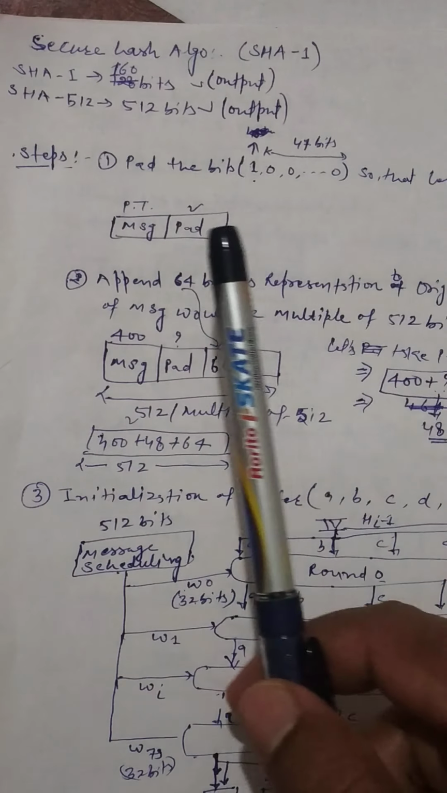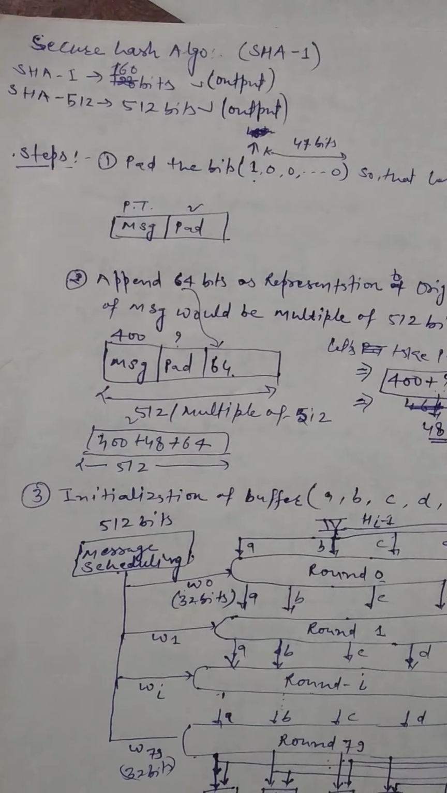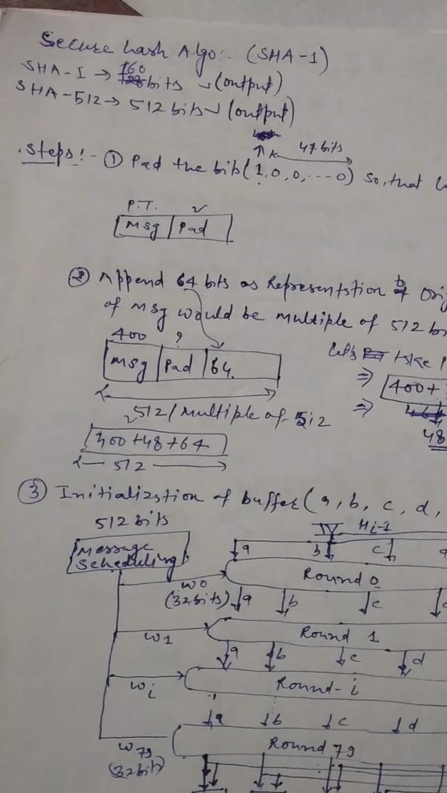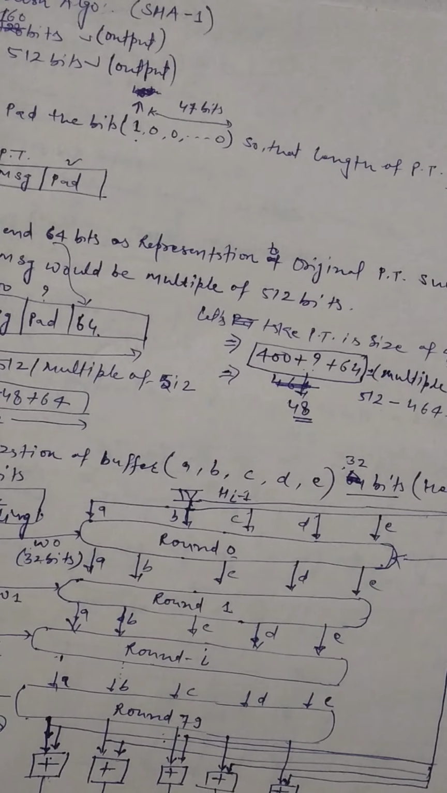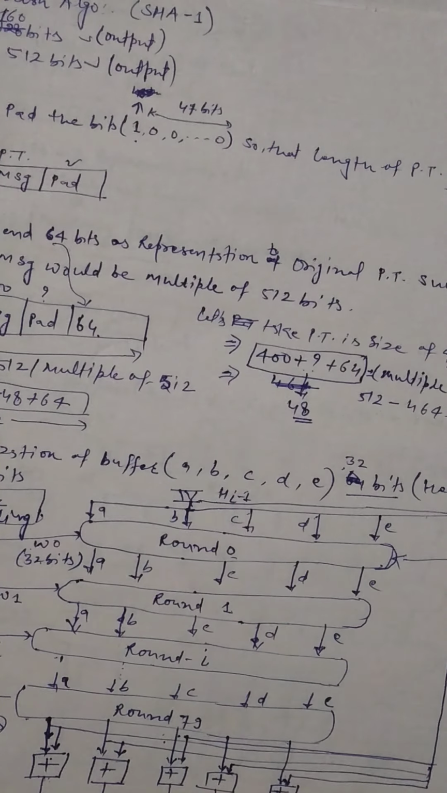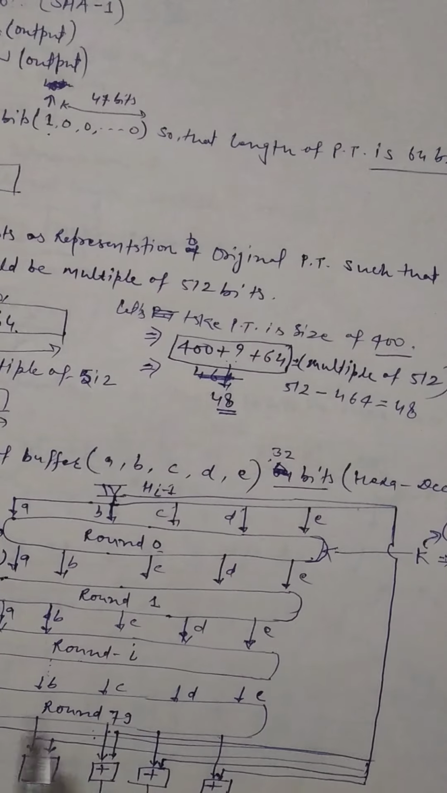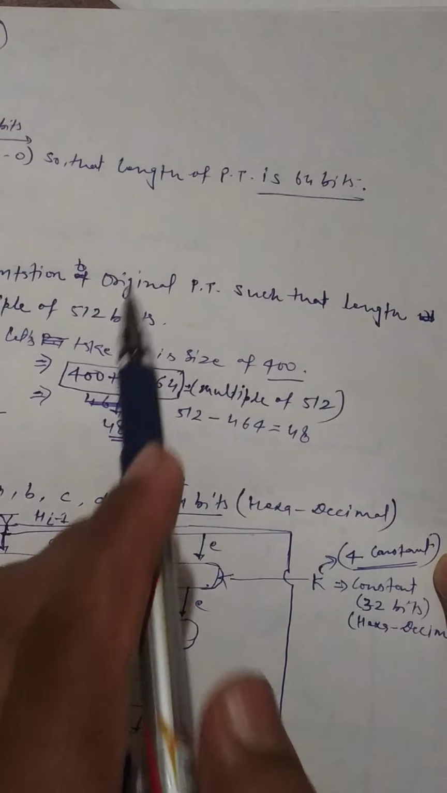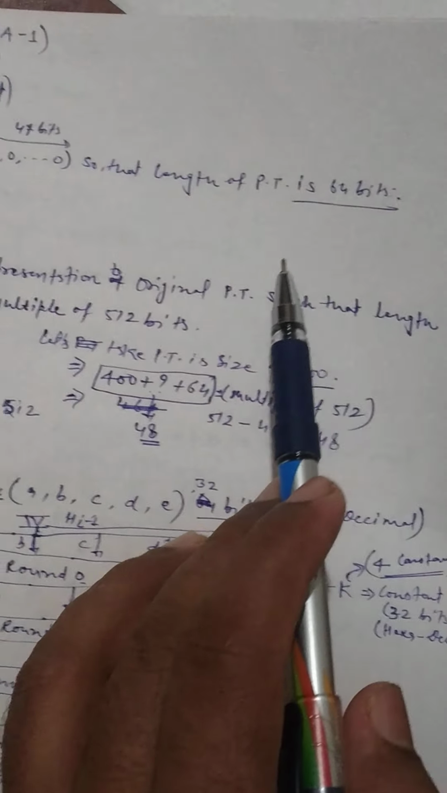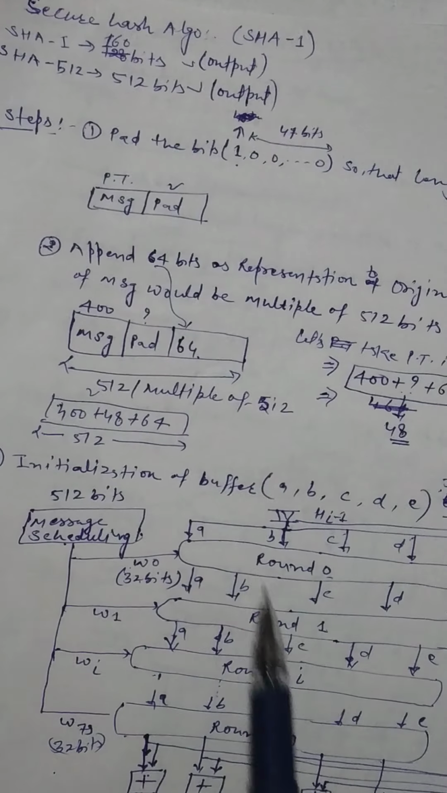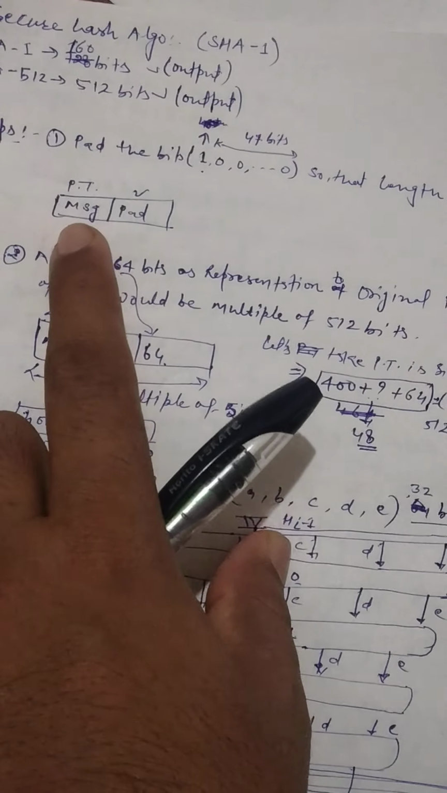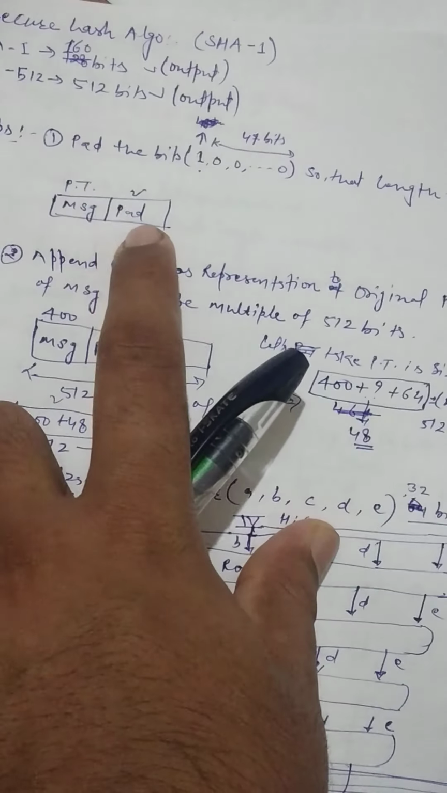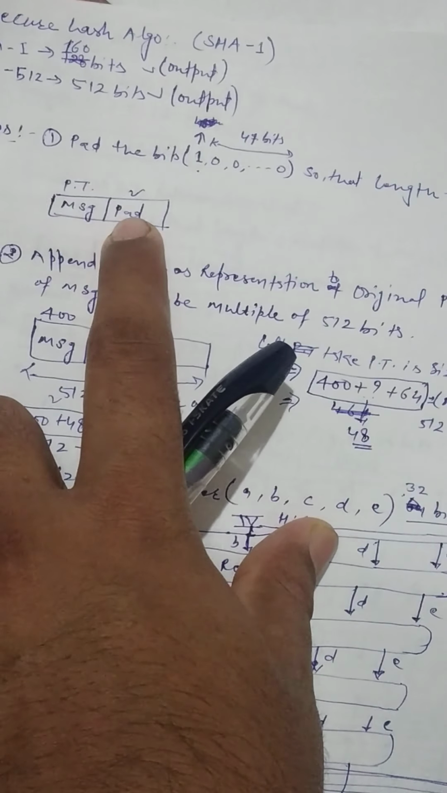So the first step is to pad the bits. How to pad the bits, we will understand this concept. Pad the bits so that the length of the plain text is 64 bits. You just understand what I'm saying. This is our plain text, and we are just adding some padding bits over here.